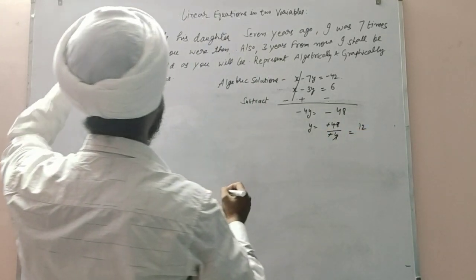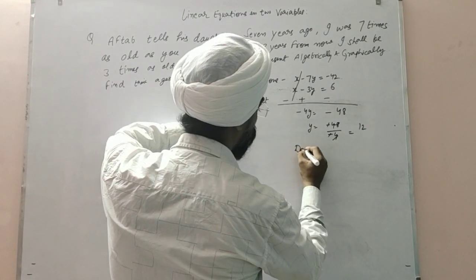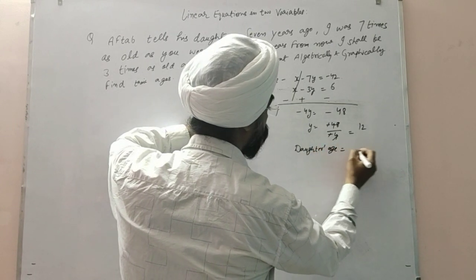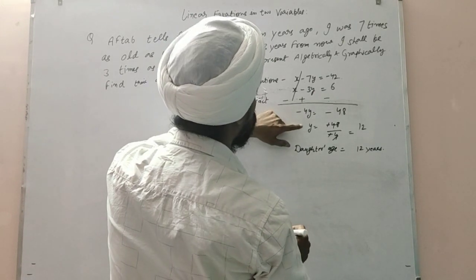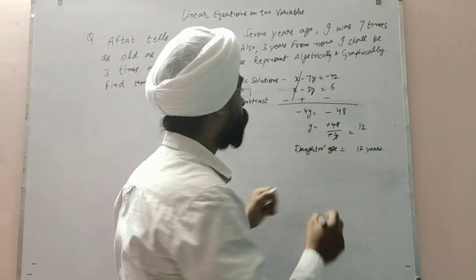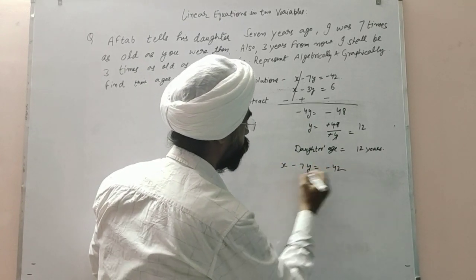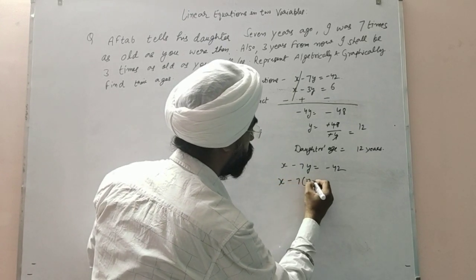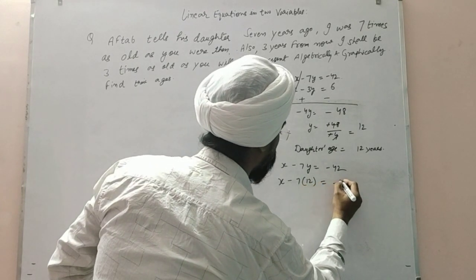This means y is 12 years. The daughter's age is 12 years. Now x. You can put y in equation 1 or equation 2, both are valid. x minus 7y equals minus 42. x minus 7 into 12 equals minus 42.